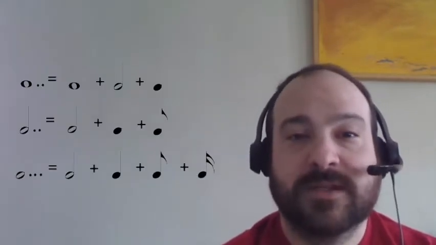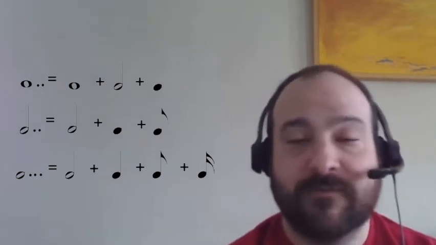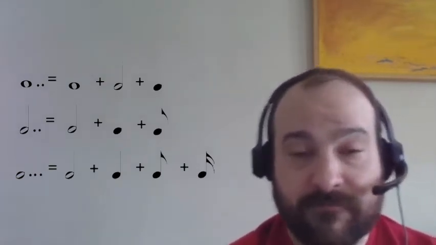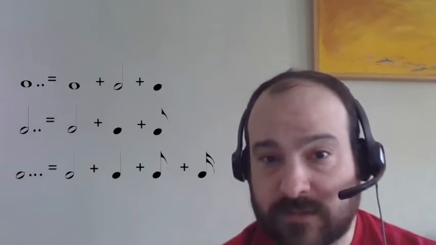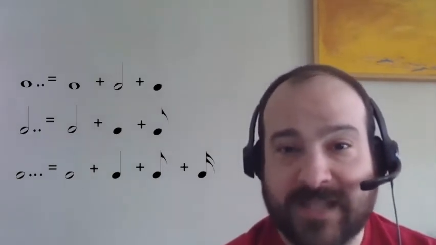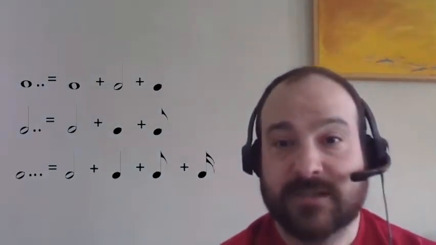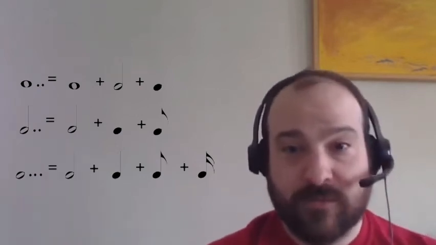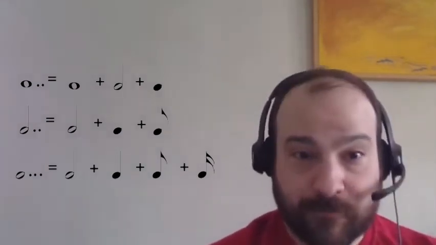Did I fool you? Remember, the dot adds half of what's in front of it. So the first dot adds half of the whole note. The second dot adds half of the first dot. So 4 plus 2 plus 1 equals 7. In theory, a dot can be added after any note or rest, but most commonly you will see dotted half notes, quarter notes, and eighth notes.